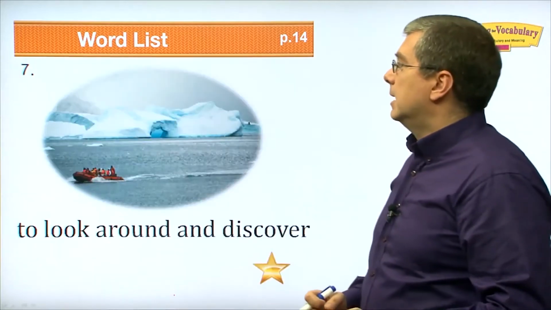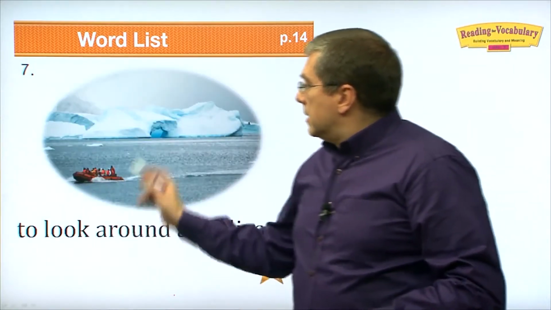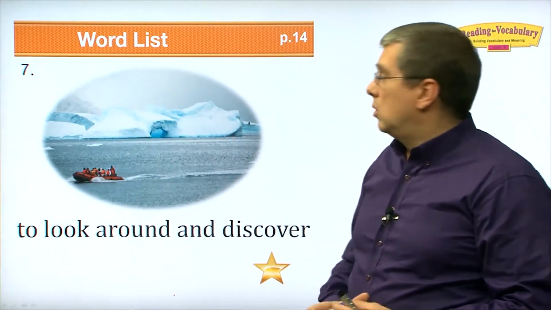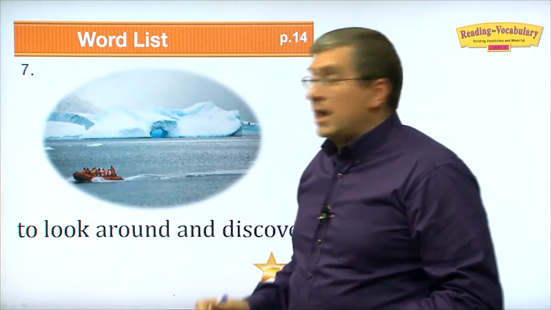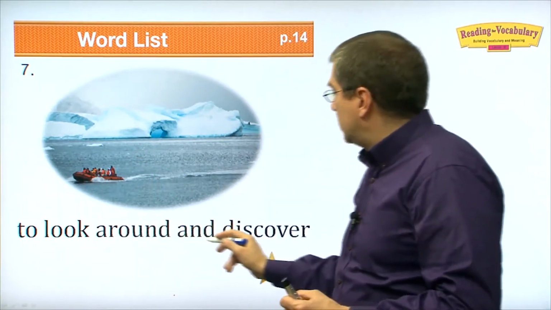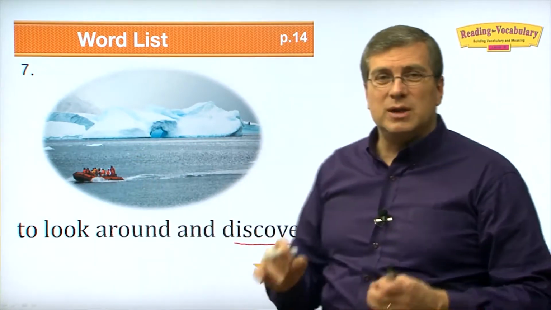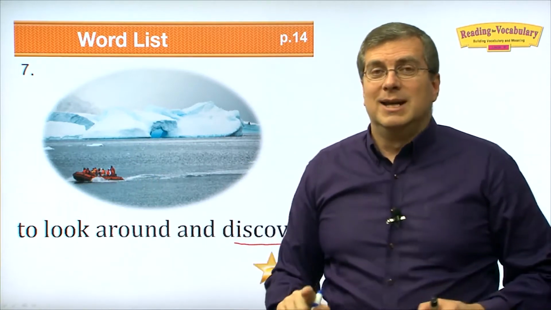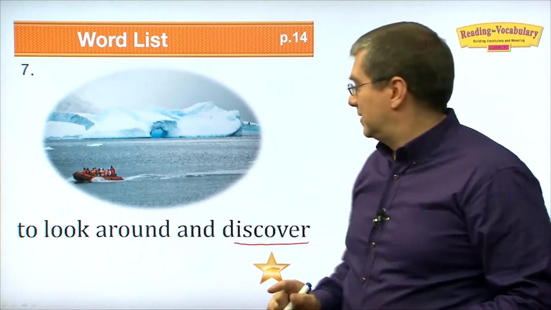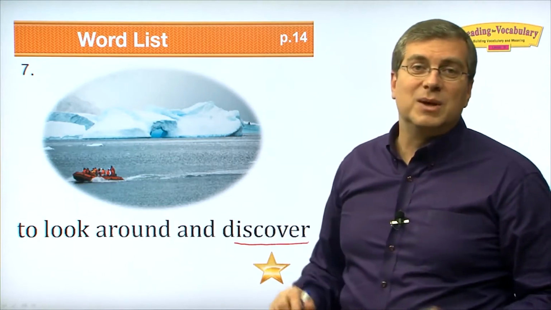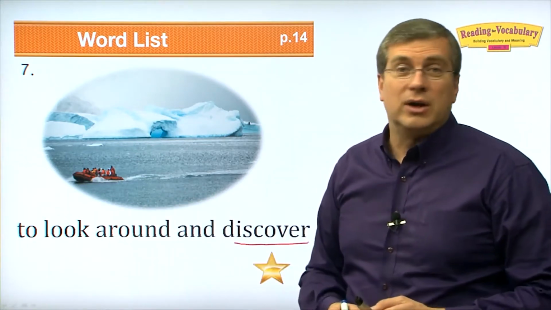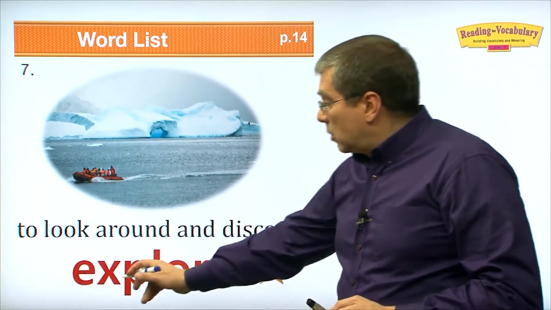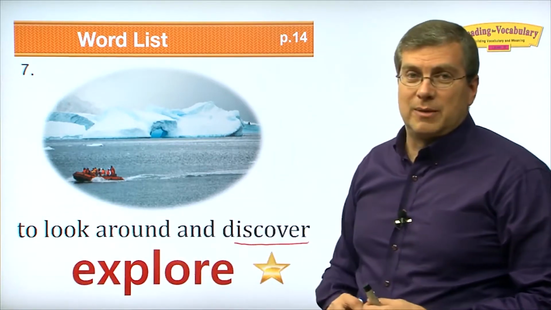Okay. Number 7. This is an interesting picture. It looks like they're at the North Pole or maybe the South Pole. They're in a boat and they're looking around. To look around and discover, especially people who go someplace for the first time, right? It's hard to discover new places in the world these days because most places have already been discovered. What do we call that? If you're going to explore something, you're discovering something.